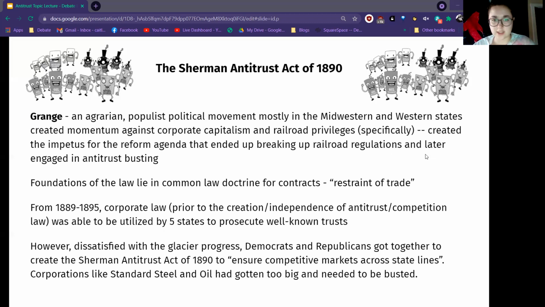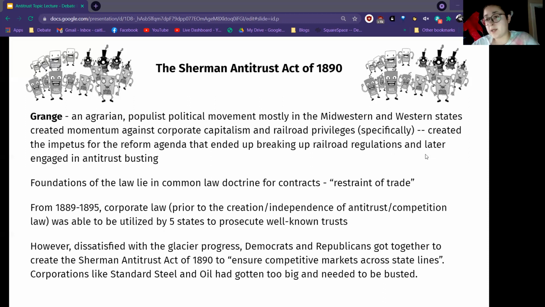Because they were dissatisfied with the glacial progress of things like corporate law, Democrats and Republicans got together to support John Sherman in order to create the Antitrust Act of 1890 in order to, quote, ensure competitive markets across state lines. And so corporations like Standard Steel and Oil and Sugar and Rail had gotten too big and needed to be busted, and ultimately ended up being so.